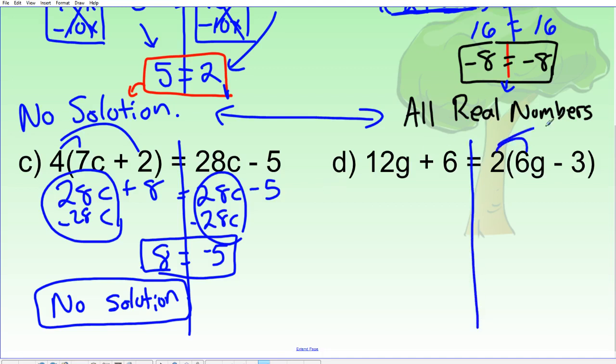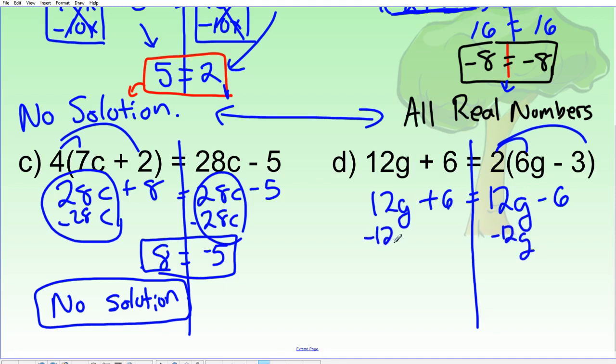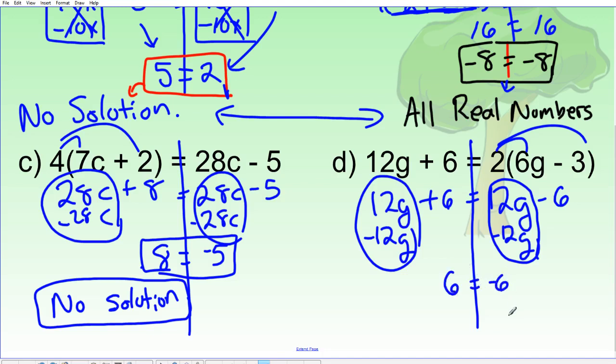Letter D. Distribute, distribute. 12g minus 6. 2 times 6 is 12. 2 times negative 3 is negative 6. On the other side, 12g plus 6. When you get rid of the variable on the right, subtract 12g on both sides, and they both cancel again, which means special solution. If your variables cancel on both sides, you're going to get one of these special solutions.